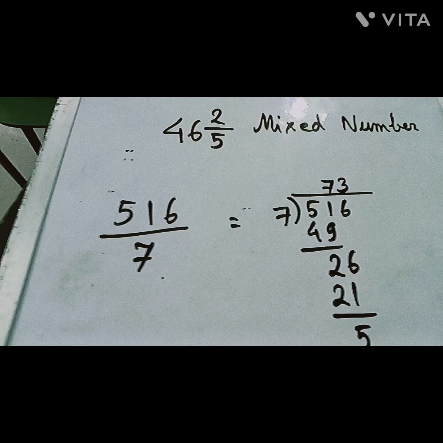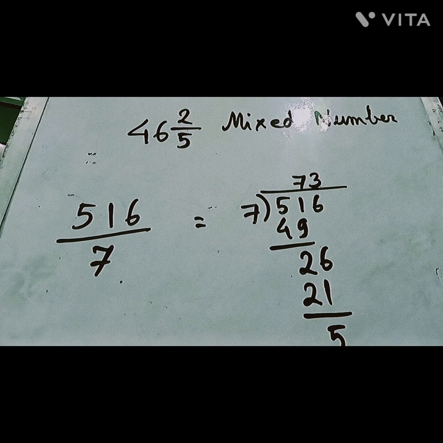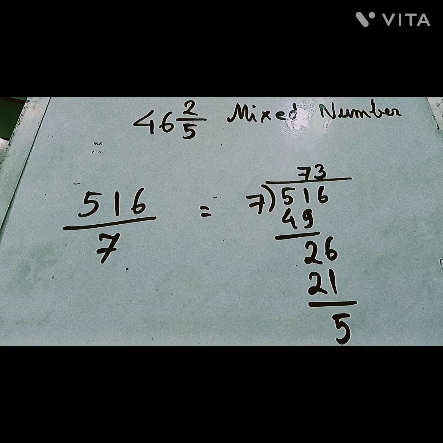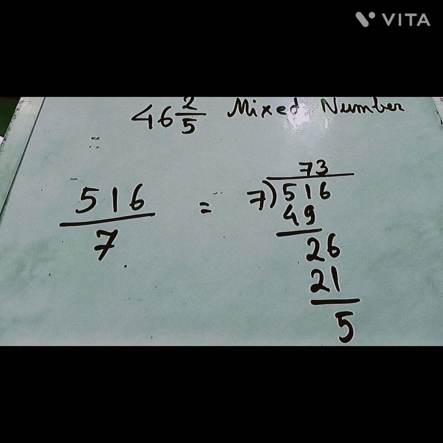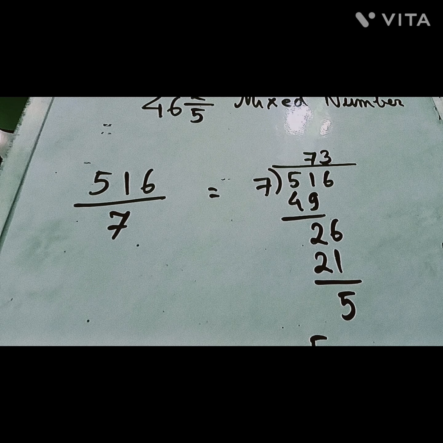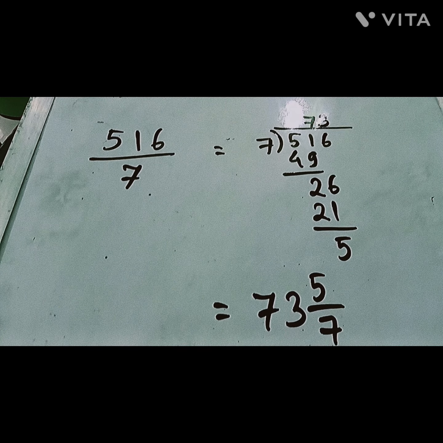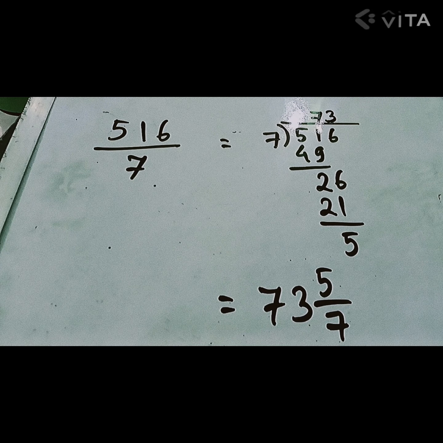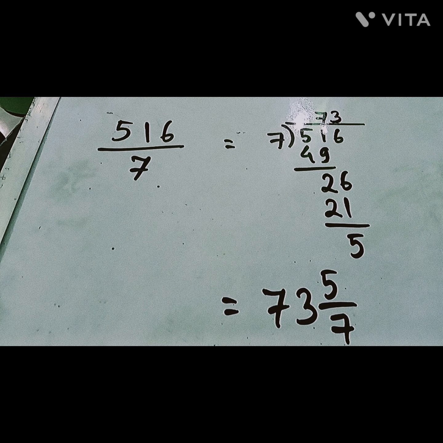Second example, 516 divided by 7. That is an improper fraction where the numerator is bigger than the denominator. When we divide, the quotient comes 73, remainder 5 and denominator 7. So 73 is the whole number, 5 by 7 is the fraction.